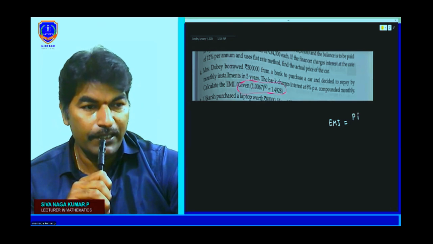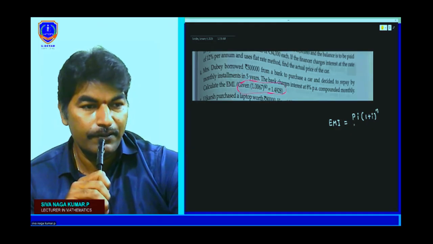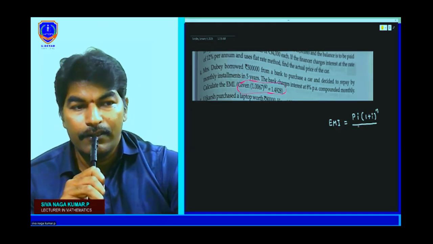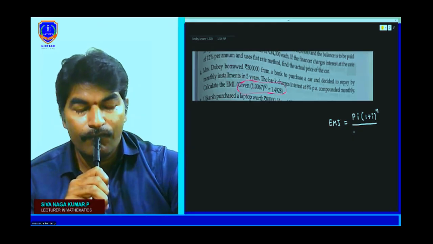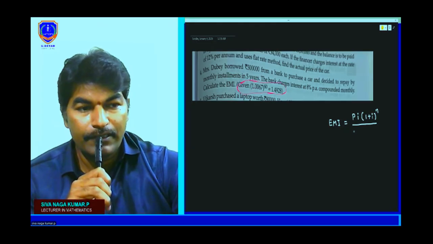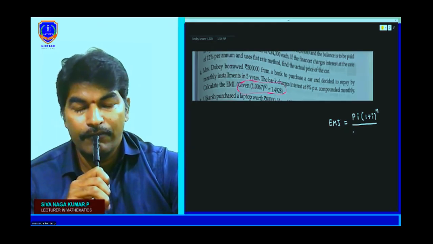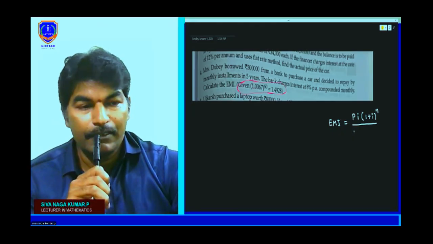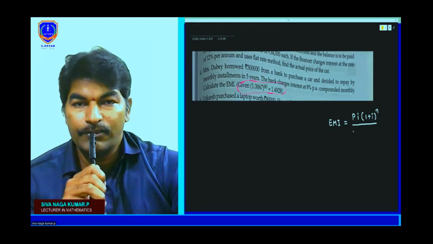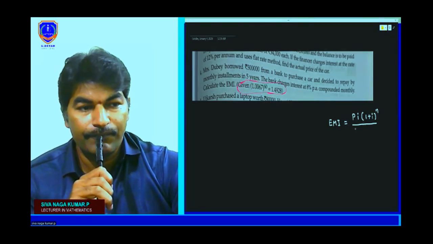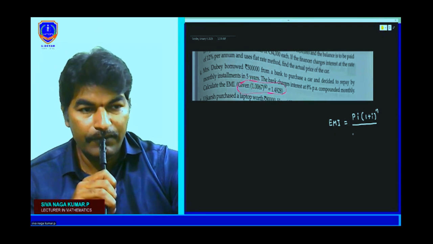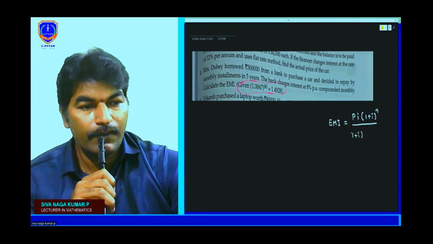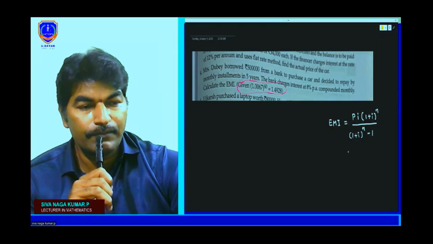The first one is P I of (1 plus I) whole power n, where P is the loan amount and I is the rate of interest. And remember, for every EMI problem, I will be calculated by taking R by 12 into 100. With that formula, we will calculate I. Divided by (1 plus I) whole power n minus 1.